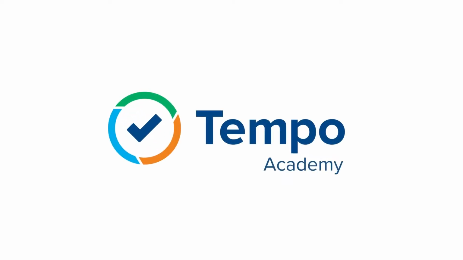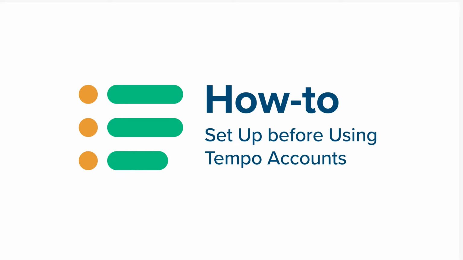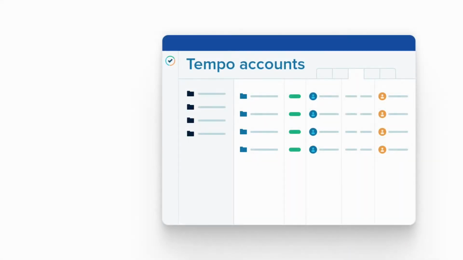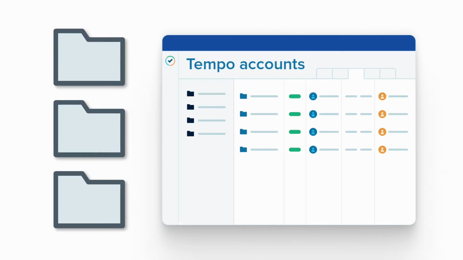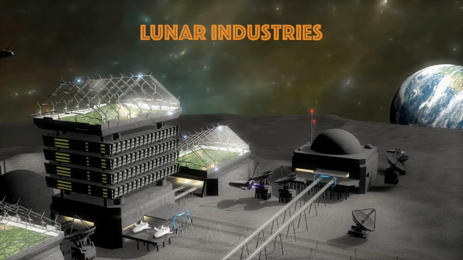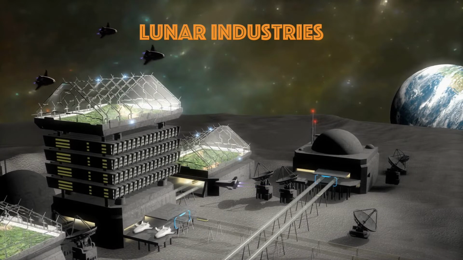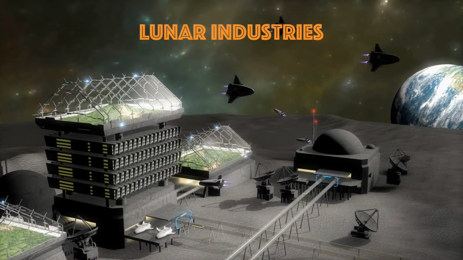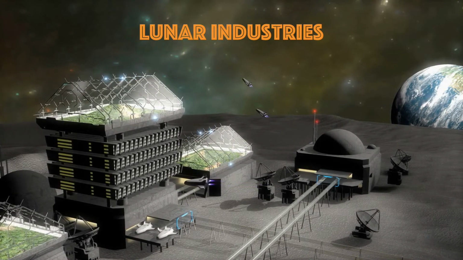Before you can harness the power of Tempo accounts for your company, there are some things that you first need to set up. Tempo accounts are like a high-level organizer for categorizing all the time that is logged by your employees using Tempo timesheets. Here at Lunar Industries, we use Tempo accounts for everything, from tracking billable work for invoicing, to tracking how many vacation days the teams have taken this year.